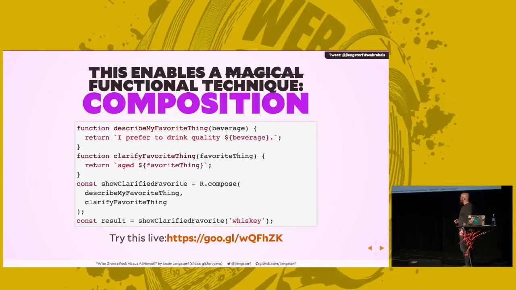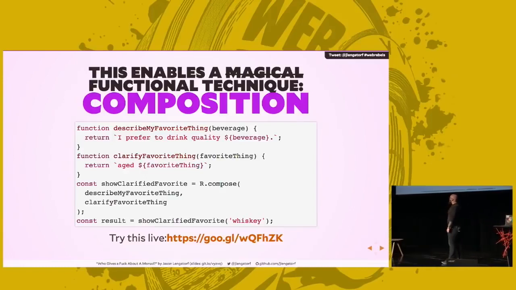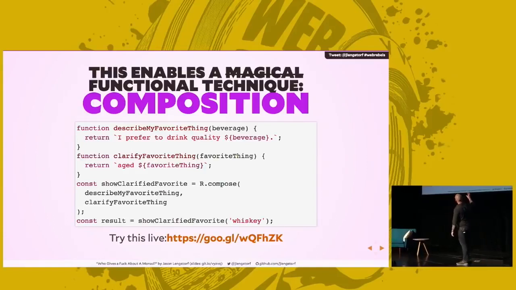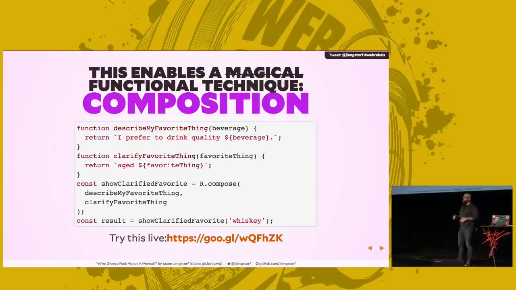Added bonus: this allows us to do something called composition. Composition is the idea of plugging together multiple functions to make super functions. We'll look at some more useful cases of composition in a second, but what we can do is take this describe my favorite thing function and the clarify favorite thing function, and compose them together. A little bit of weirdness with compose: it might look like it's going to run from top to bottom. It actually runs from bottom to top. Because if you were to put those on a single line, the function on the right gets called, and that result gets passed to the function to the left of it, and the left of it, until you get a result.